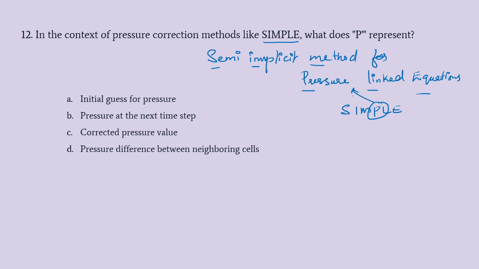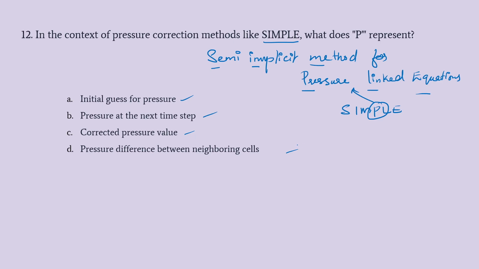P represents pressure, but our options don't stop there. Now we know it is pressure, but which pressure is represented? Which pressure is particularly denoted by this pressure term in SIMPLE? The options are initial guess of pressure, option B pressure at the next time step, option C corrected pressure value, option D pressure difference between neighboring cells.